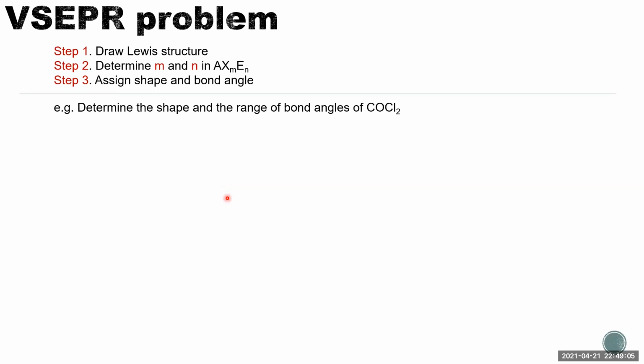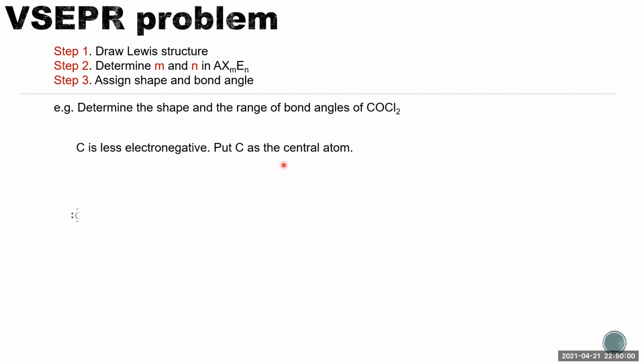Determine the shape and the range of bond angles of COCl2. You may take out a scratch sheet and try to work out the problem yourself first. All right. So in this case, we have one carbon, one oxygen, and two chlorine. First we need to determine the structure of this molecule. Either carbon or oxygen has a smaller number than chlorine. But if we have a choice between carbon and oxygen, we will choose carbon to put in the center. Also, because carbon is less electronegative, we put it in the center instead of oxygen.